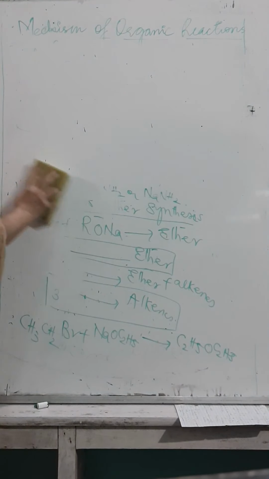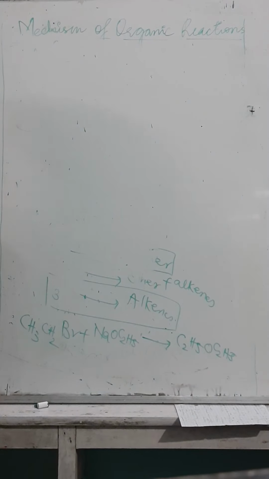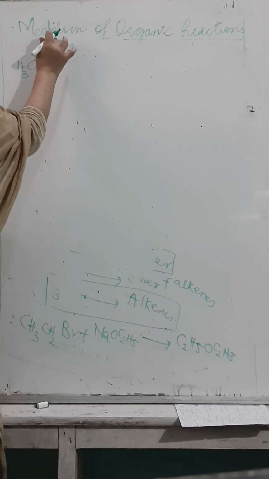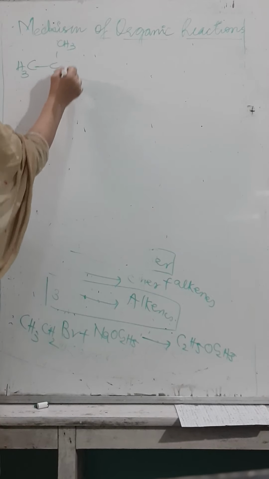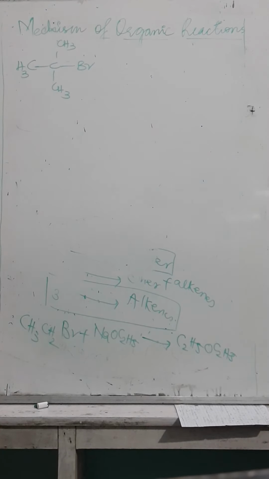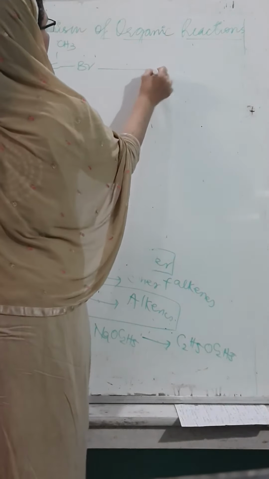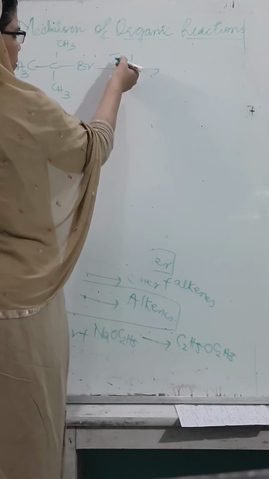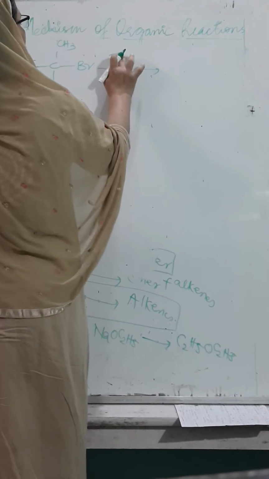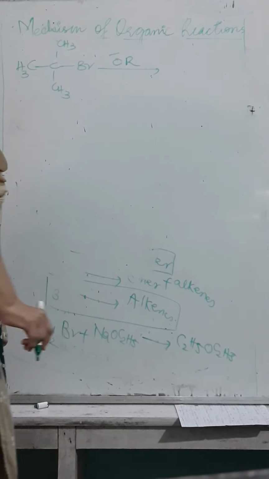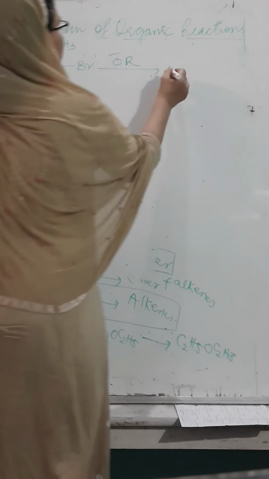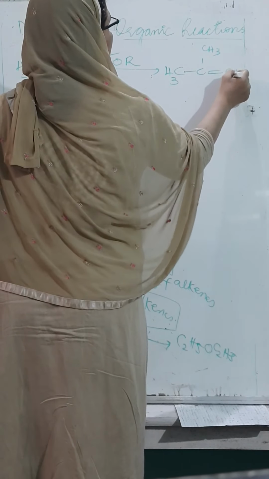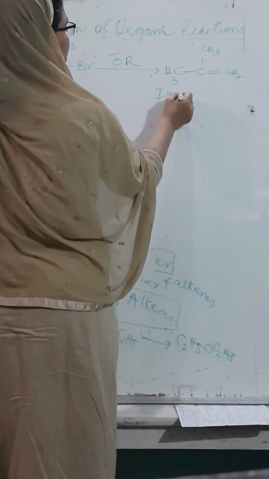If I take another example, a tertiary alkyl halide, 2-bromo-2-methylpropane, with any alkoxide, not necessarily sodium alkoxide, OR minus, the product will be alkene. This is isobutylene.